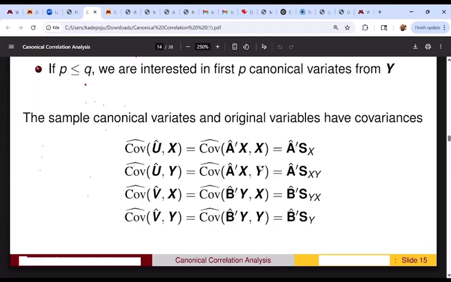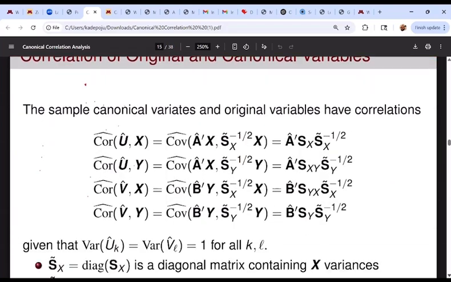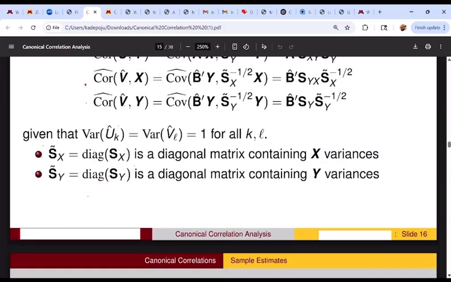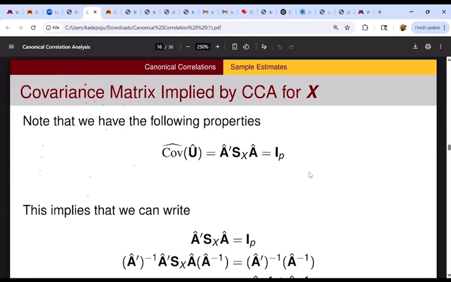Okay, the moment we have the estimated covariances, we can have the estimated correlation. So the estimated correlation is actually going to be this. And of course, you may be wondering how you are going to find it. You can see on S that sign, so it's actually the diagonal of S. So that's the diagonal of that. Okay, so take note. We want to talk about the covariance matrix implied by CCA for S.